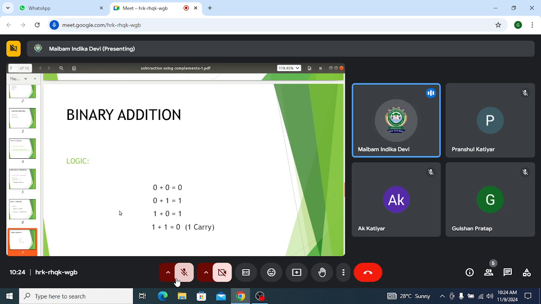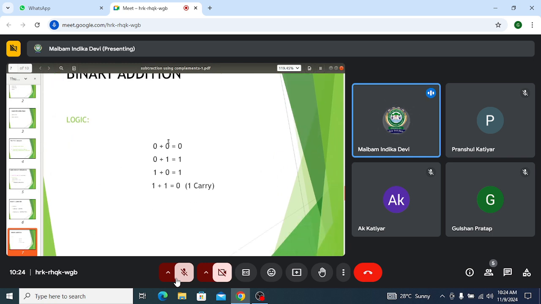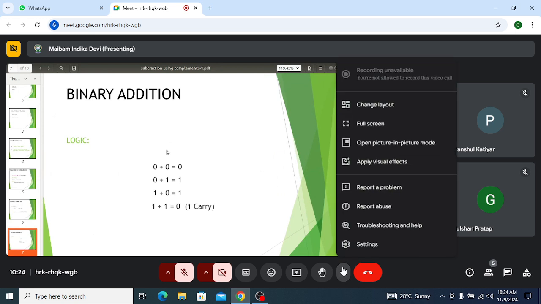Since we are dealing with binary numbers, 0 and 1, how are operations performed? We have only two symbols in binary representation, 0 and 1. If you add 0 to 0, you get 0. 0 plus 1 is 1. 1 plus 0 is 1. This much is easy.